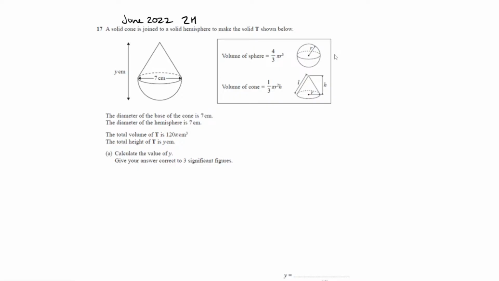Sometimes in AQA they give you the whole volume of the sphere. Sometimes they give you the hemisphere formula. So just be careful, double check what they've given you with AQA. I know it differs depending on the question. With Edexcel, it's pretty much always the whole sphere and you have to remember to half it. Okay? So the diameter of the base of the cone is 7.